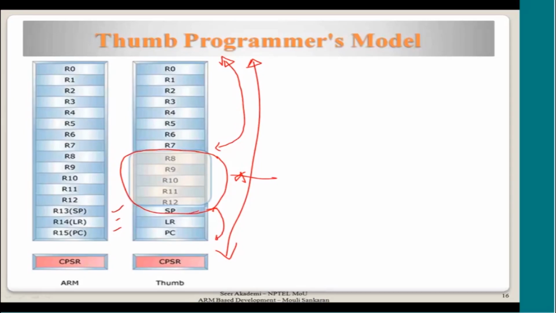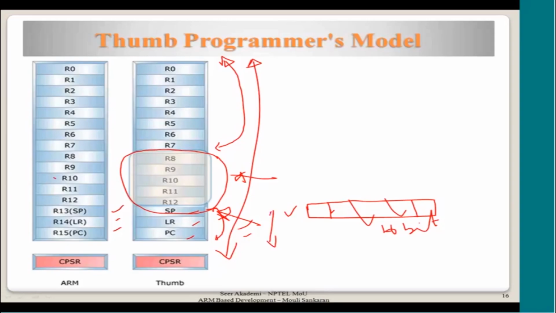Why is it so? Because in the thumb state, there is only a 16-bit place for encoding any information. So most of the things need to be hardwired or are assumed to be a particular function, so that it need not be configured in the instruction. To simplify the instruction encoding, some assumptions have been made. So it always assumes that R13 is a stack pointer. In ARM state you can have any other register as a stack pointer, whereas that is not true with the thumb state.